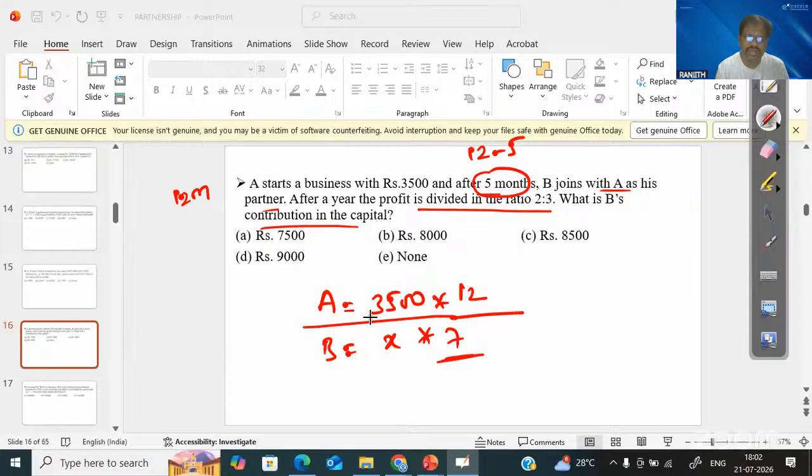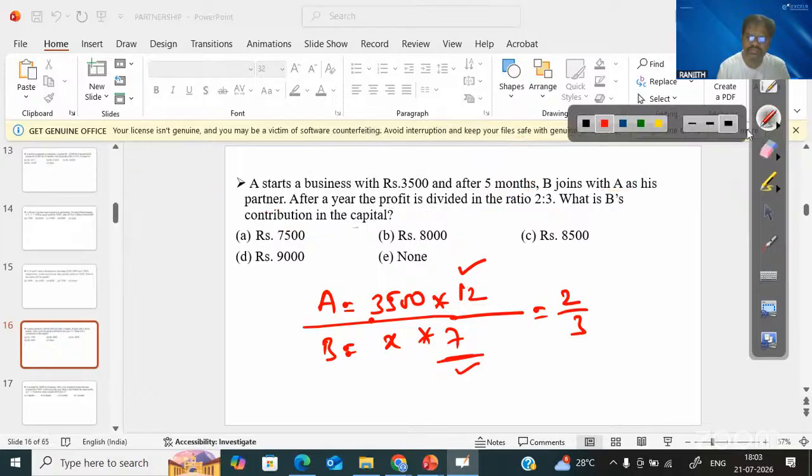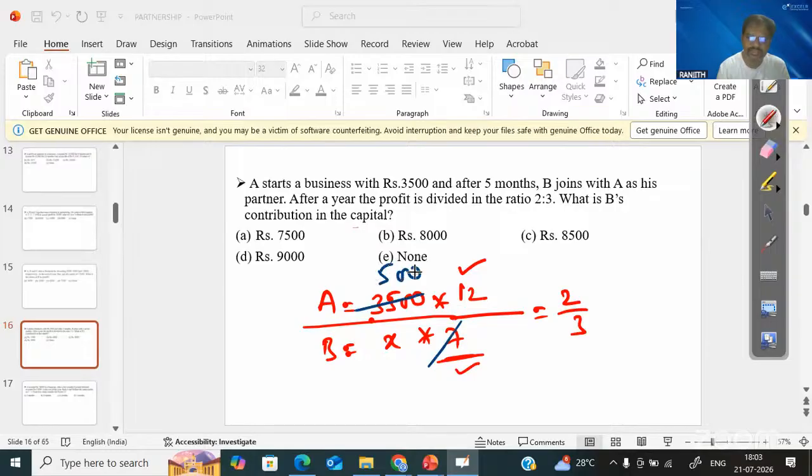After 5 months he joined. Investment of A is 3,500. Investment of B we need to find out. Total time period of A is 12 months, and of B is 7 months. The total profit will be in the ratio of 2 is to 3. Now we can cancel. 7 ones are 7, 7 fives are 35, that is 500. 2 ones are 2, 2 sixes are 12. Investment of B equals 5 sixes are 30, 3 threes are 9. So the answer is 9,000.